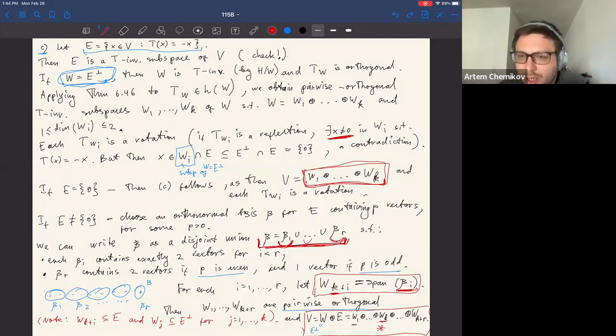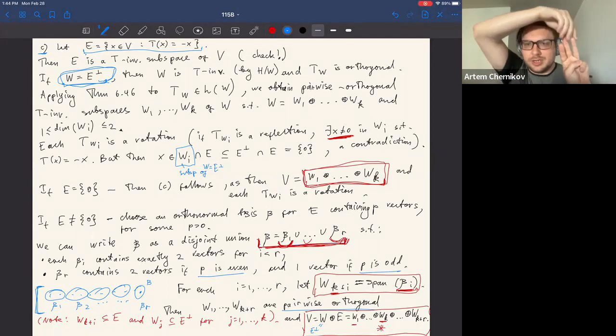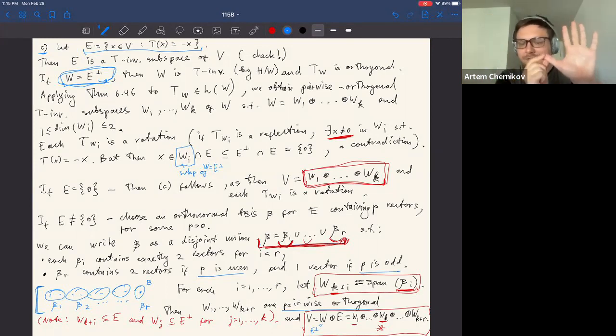How do we know that each beta I contains two vectors, except the last one? That's what I was trying to explain in this picture. We know it just because we choose them like that. Imagine you have a set, for example, with 3 vectors. Then I just try to split it into pairs any way I want. I pick any 2 and say, this is my first pair. Let's say I had 5 vectors. Then I can pick some other 2, which gives me another pair. But then I'm still left with 1 because I have 5 altogether.